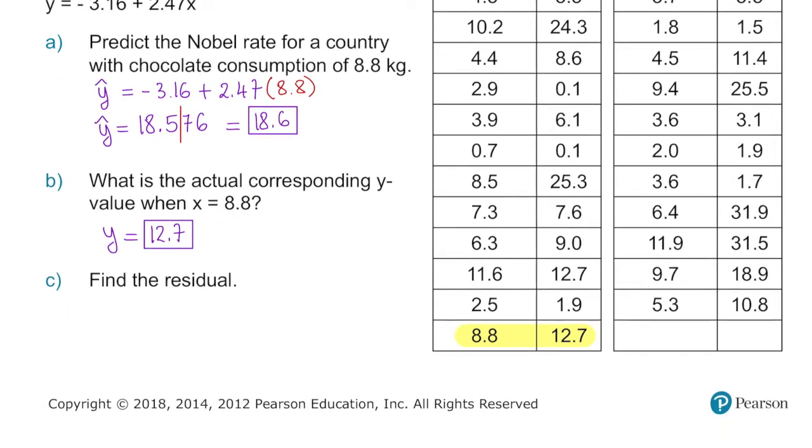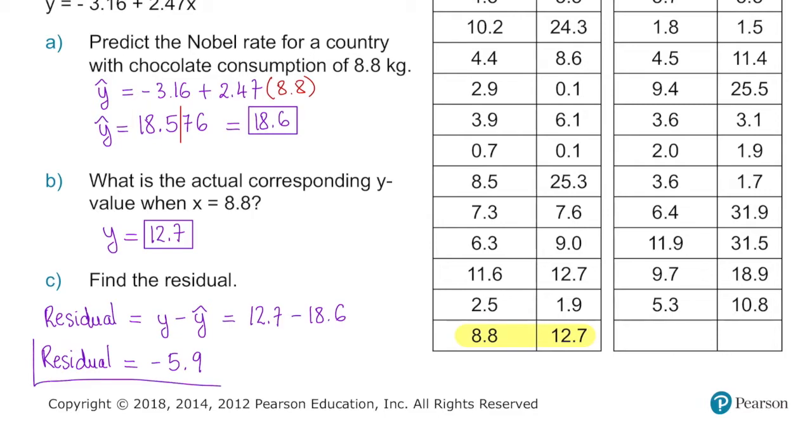C. Find the residual. Residual equals y minus y hat, which is 12.7 minus 18.6. And I got residual equals negative 5.9.